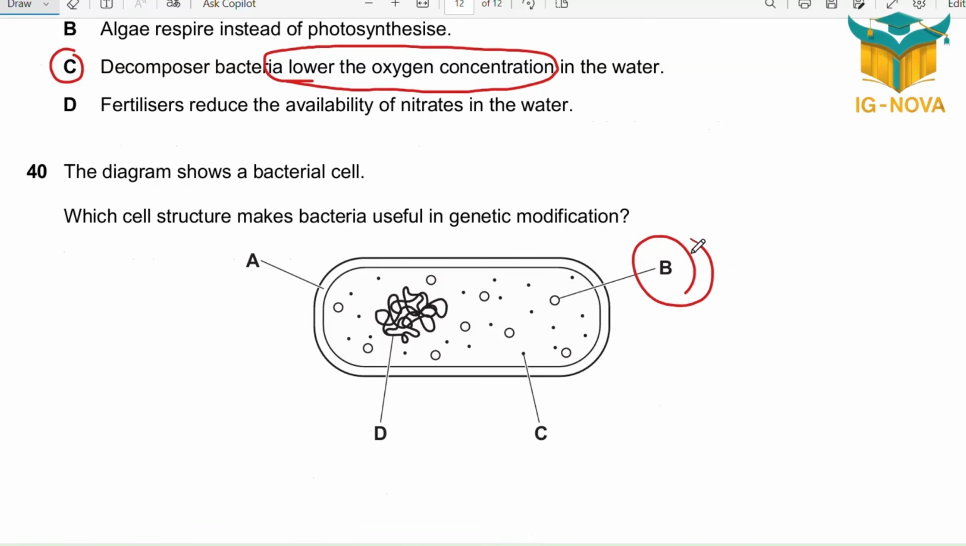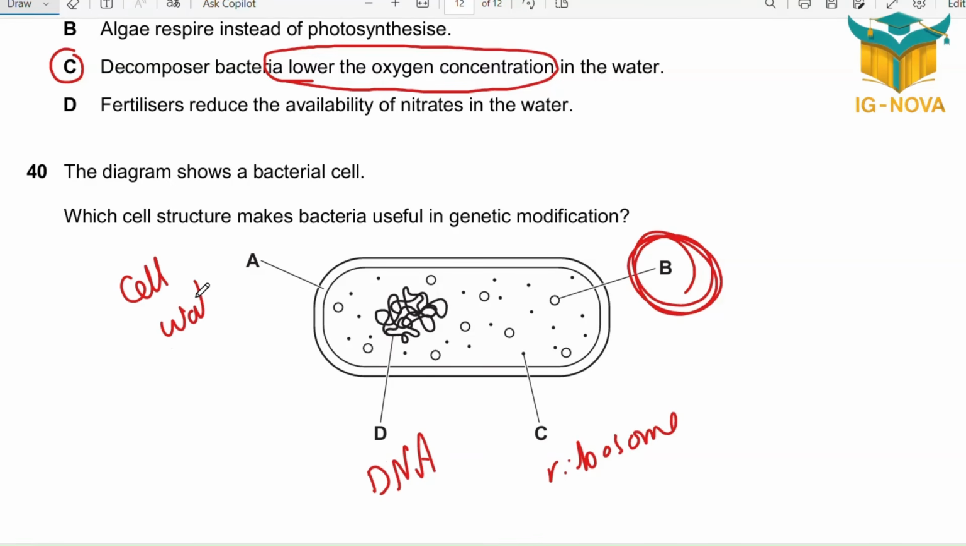Plasmid. Genetic modification, plasmid. Fact. What about C? Ribosome. What about D? DNA. What about A? Murein cell wall. They don't help, they are found in bacteria. Surely facts, I cannot deny. But genetic modification, eye-catching, plasmid straight away. Plasmid is an extra piece, an extra loop of DNA.